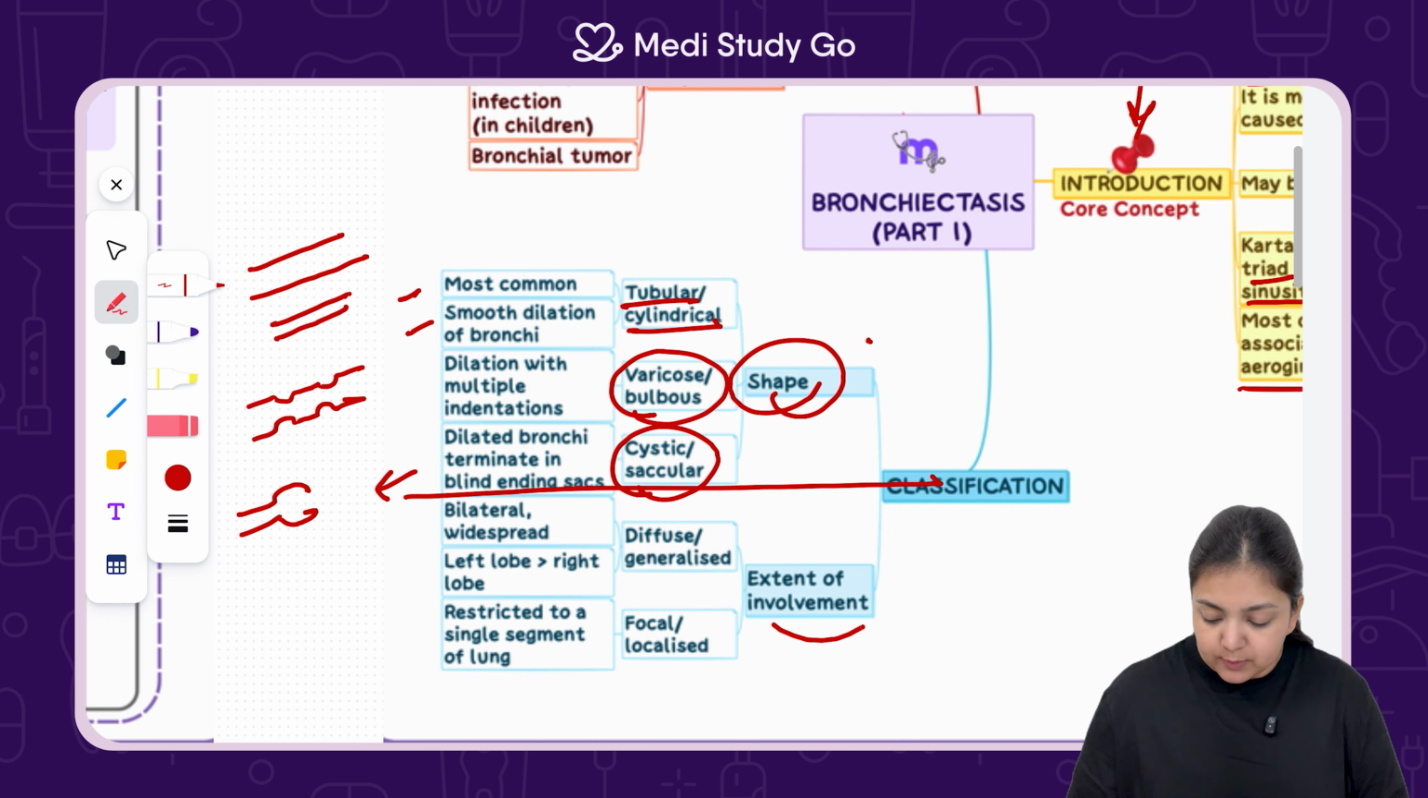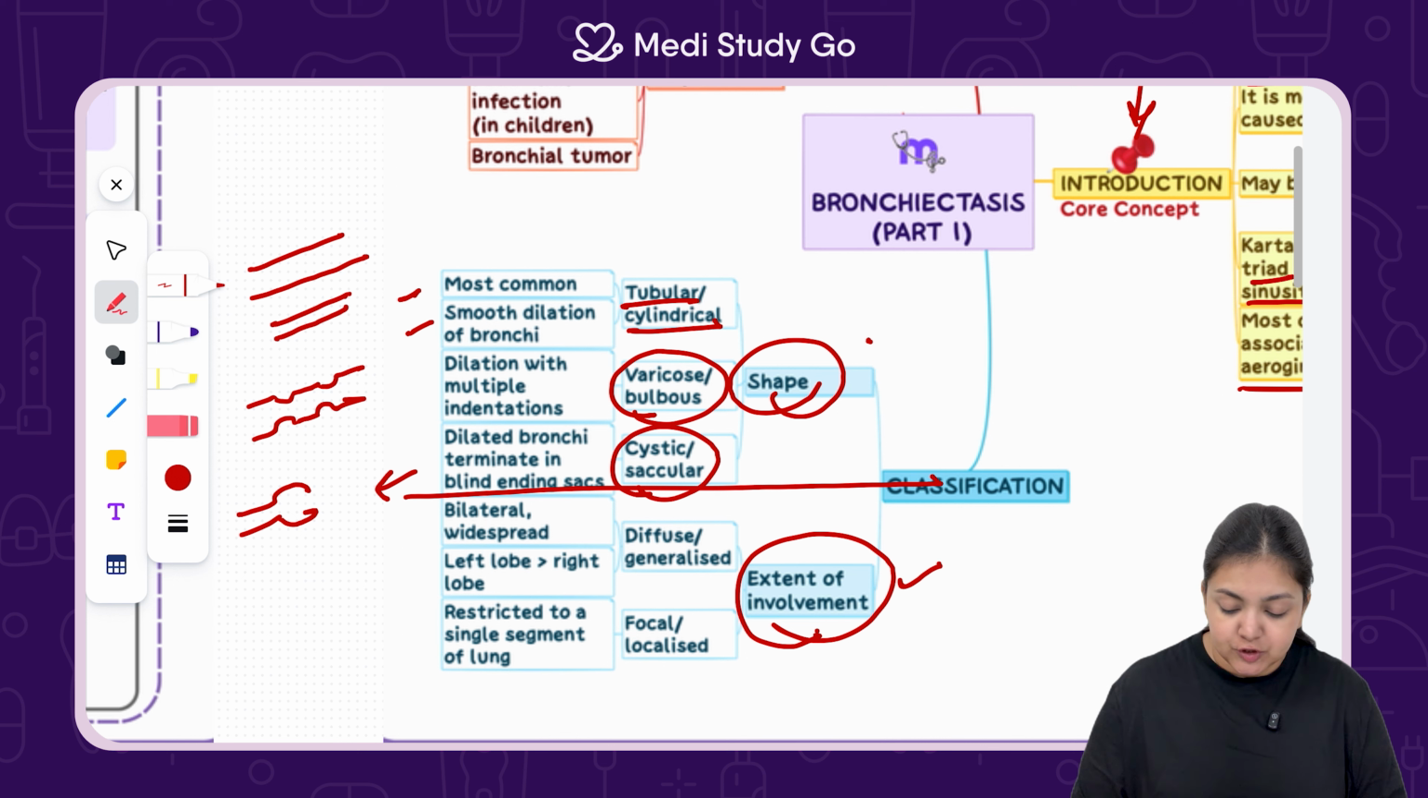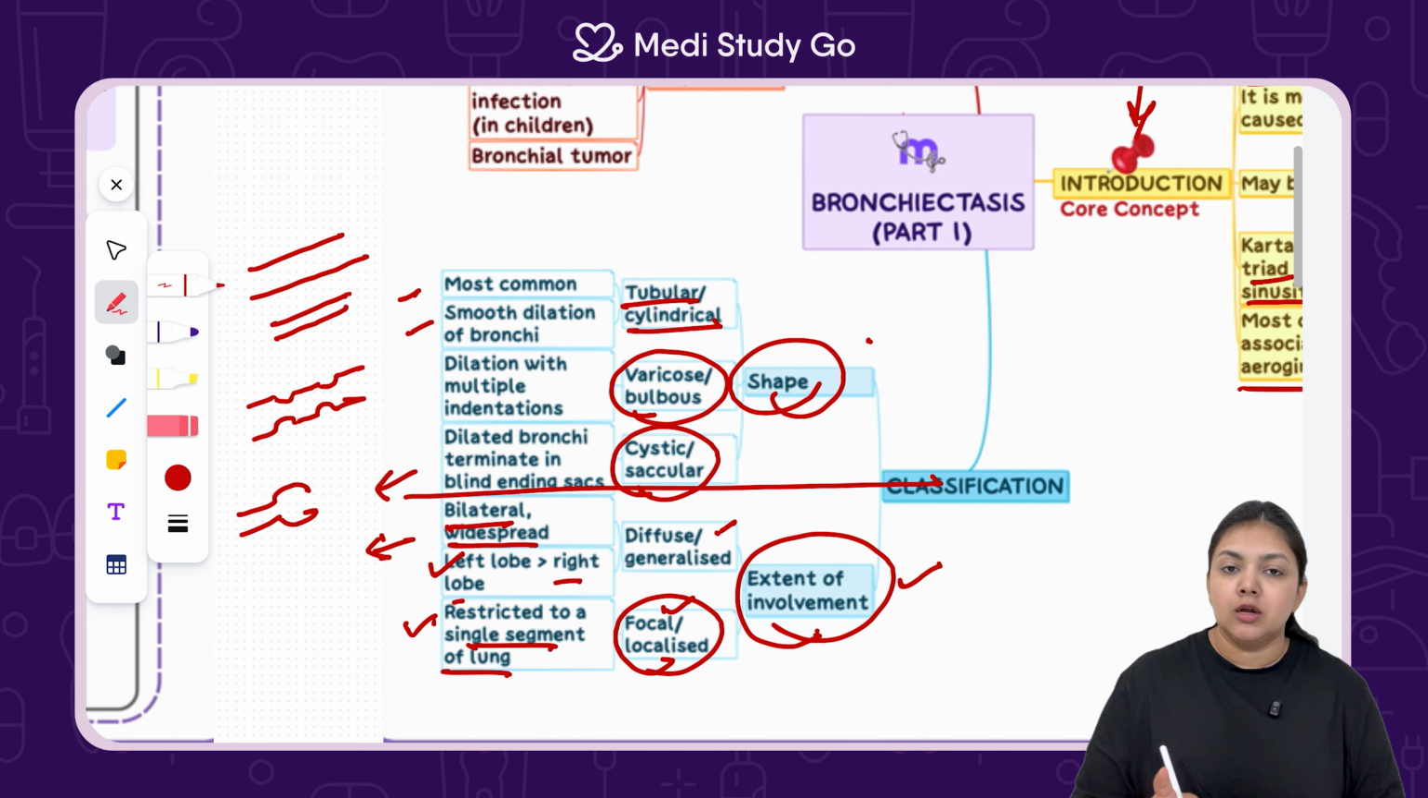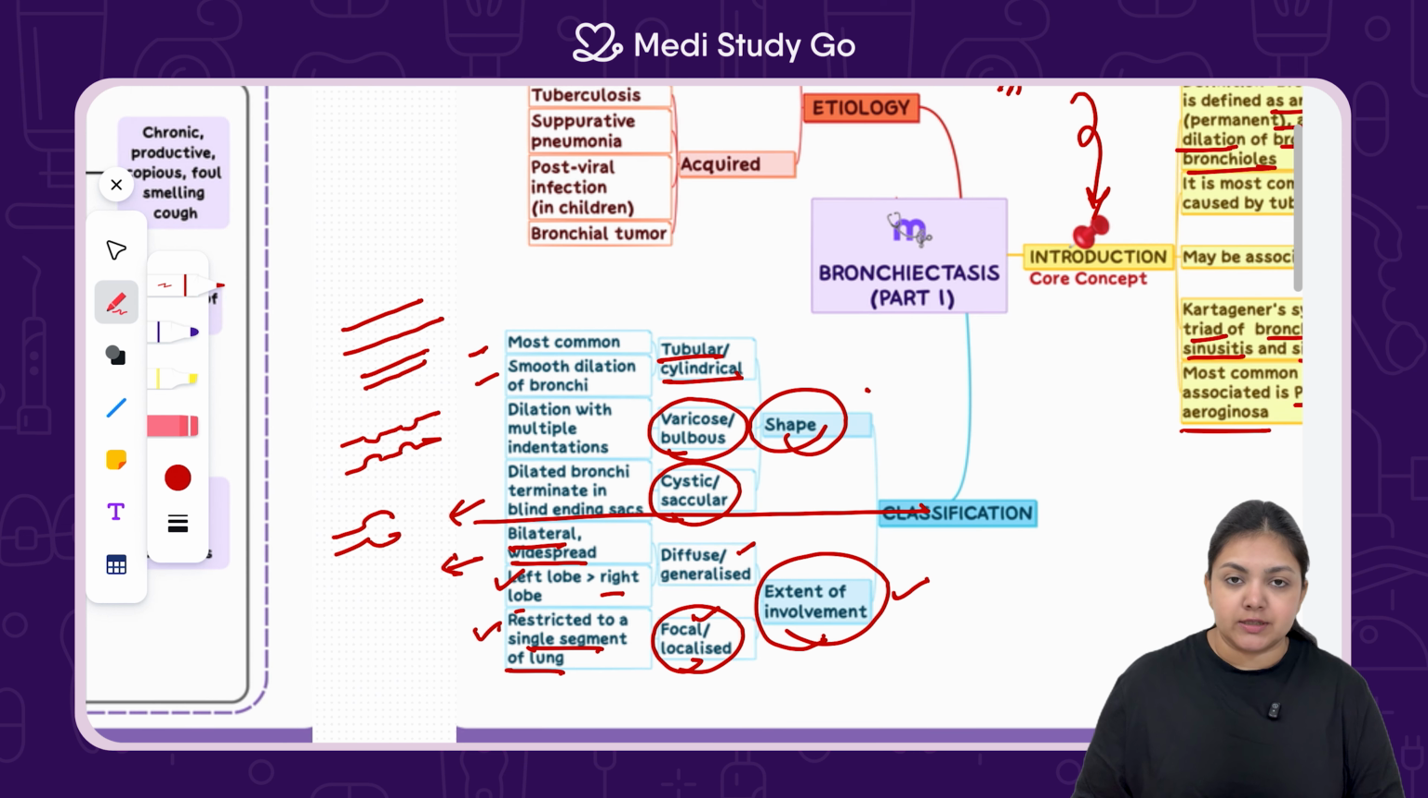Secondly, the classification can be on the basis of extent of involvement, which can be diffuse or generalized, and focal or localized. As the term suggests, diffuse is going to be bilaterally and widespread present in both the lungs, although it has a higher tendency for the left lobe to be involved than the right lobe. And the focal one is associated with a single segment of the lung and doesn't involve the two lungs completely. So these are the types of bronchiectasis which are dependent on the shape of the bronchi which is formed and the extent of involvement.